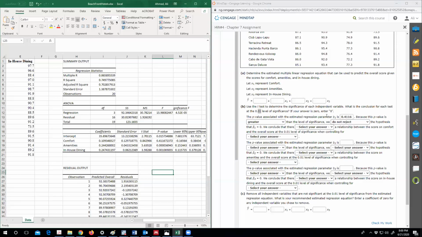Getting my point? But in hypothesis writing, theory or research, we never say that we accept the hypothesis that beta 1 is 0. We usually frame it by saying we do not reject the hypothesis that beta 1 is 0. We could have said we accept that beta 1 is 0, but no, that is the way to write it. And we conclude that there is not a relationship between the score on comfort and the overall at this level, when controlling for the other two things.